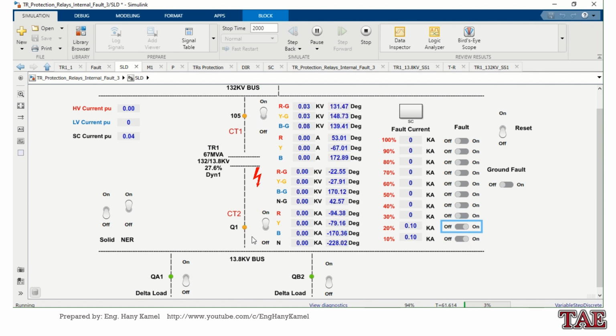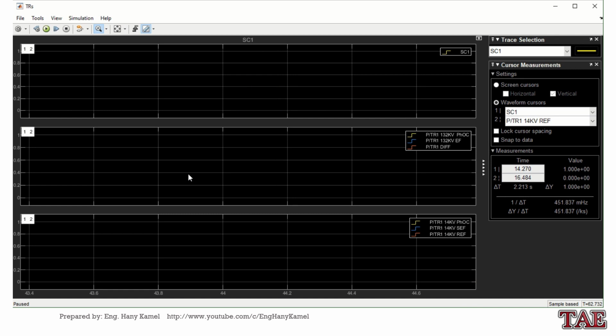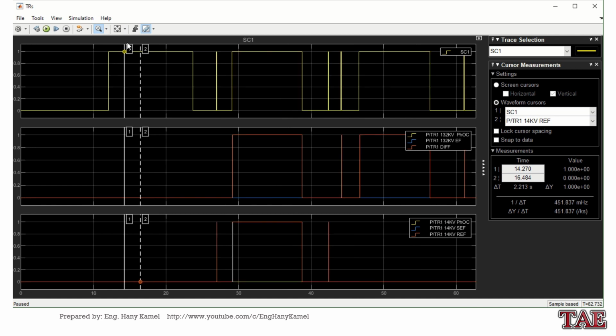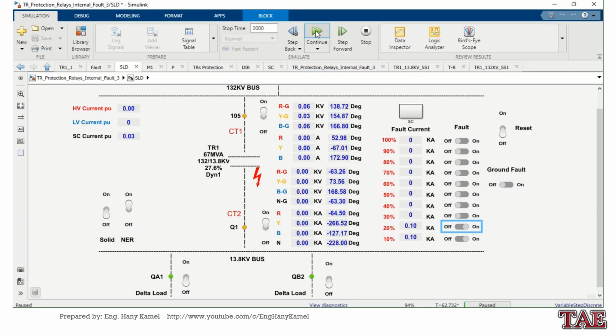So again, protection operated. We can see which protection function started or operated. We can see differential operated. I make force reset.